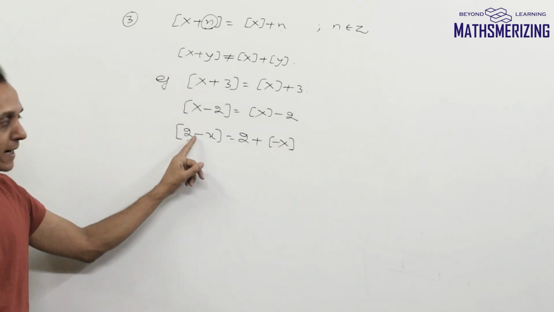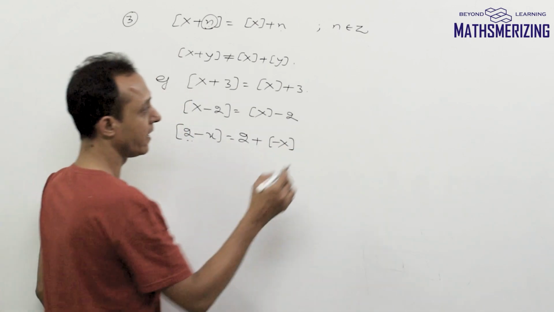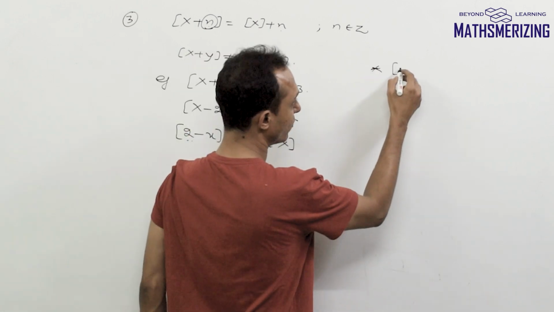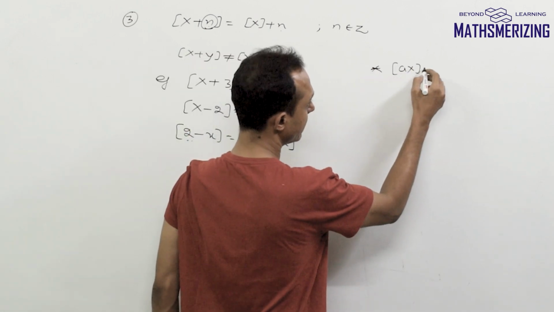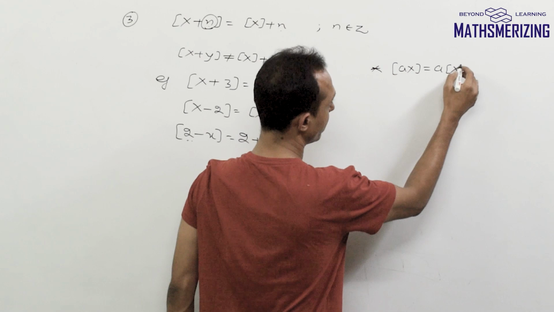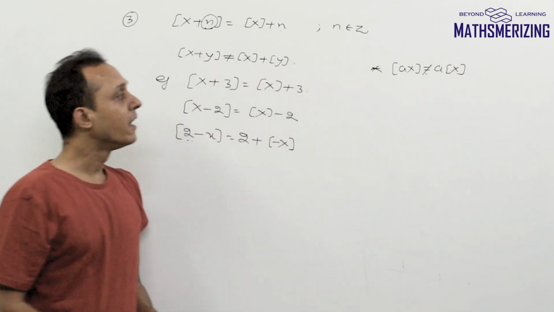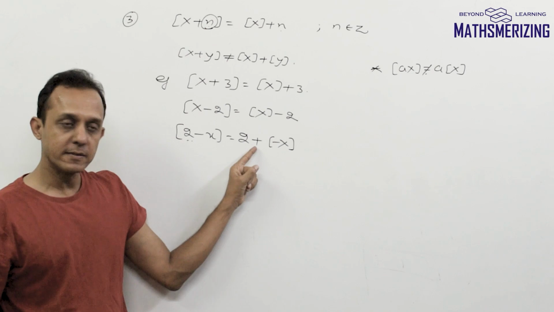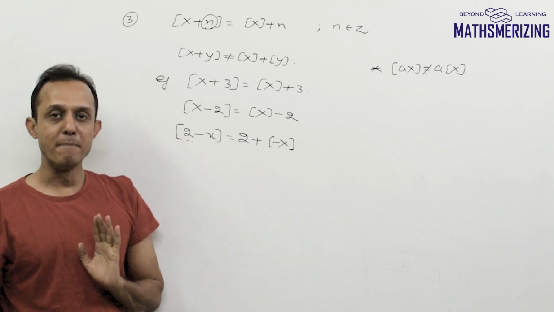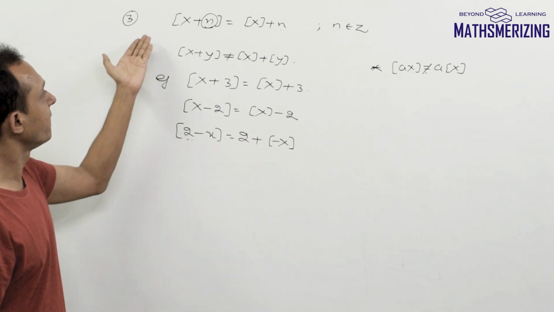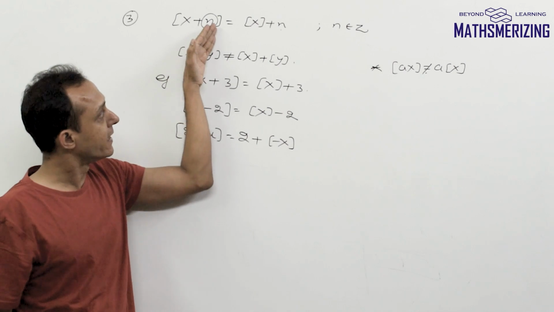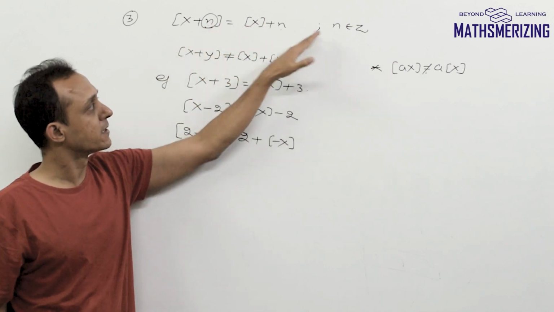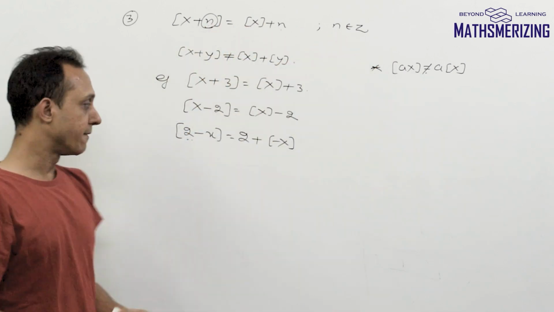I cannot write it as 2 minus the greatest integer function of x, because in the greatest integer function, we do not have this property that the greatest integer function of a times x is equal to a times the greatest integer function of x. So this is generally not true. So 2 minus x under the greatest integer function will be 2 plus the greatest integer function of minus x. So this is how we can use the property where the greatest integer function of x plus n is the greatest integer function of x plus n when n is an integer.